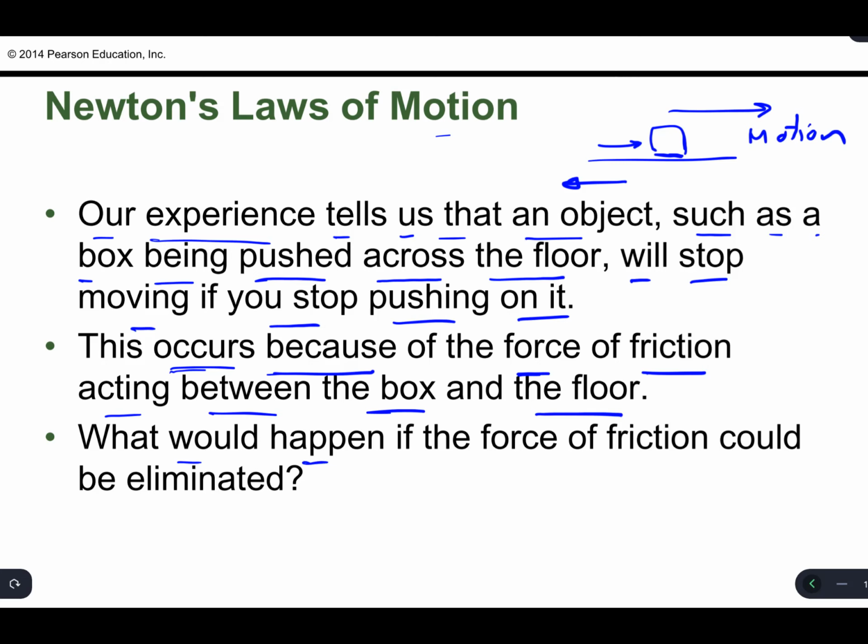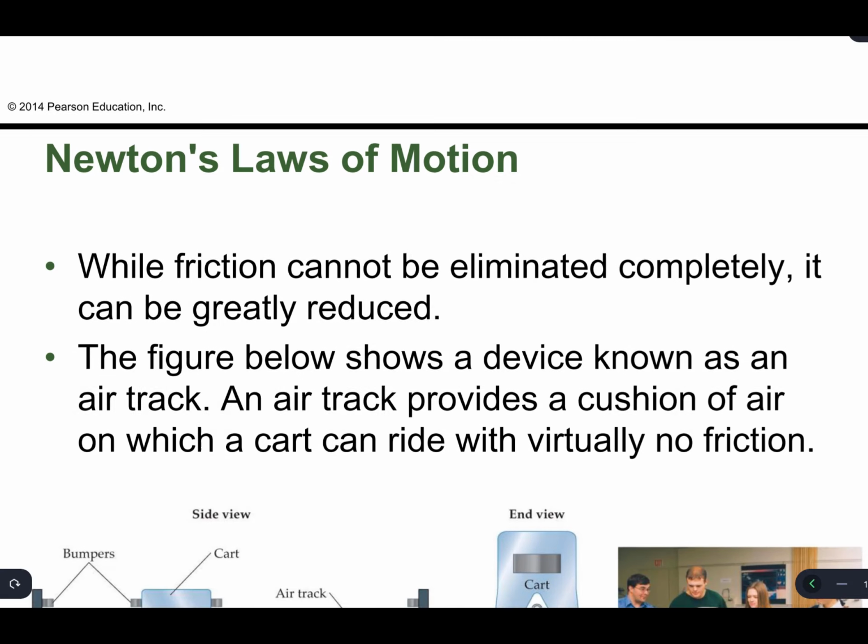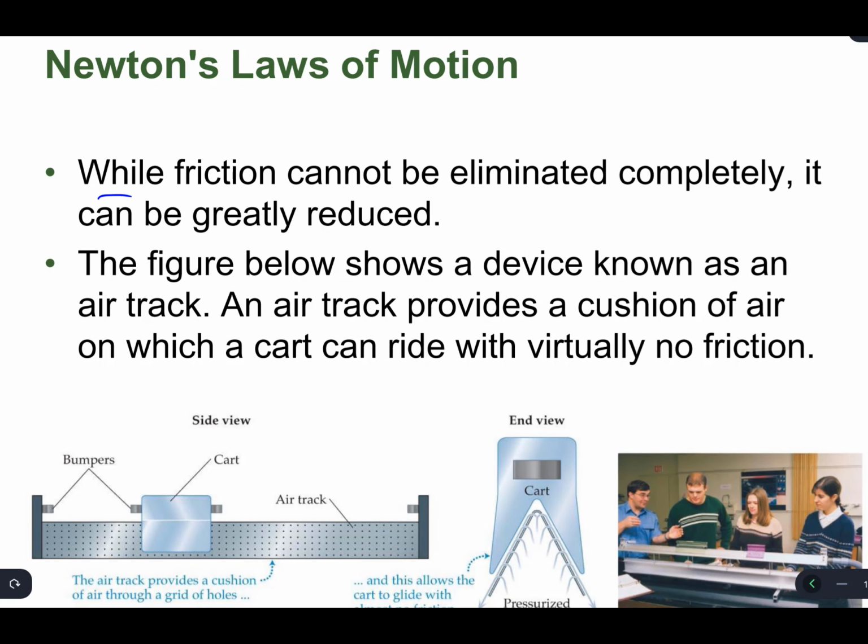What would happen if the force of friction could be eliminated? What will happen if you eliminate this force of friction, or make it smaller? The object moves further, right, until it stops. While friction cannot be eliminated completely, it can be greatly reduced.